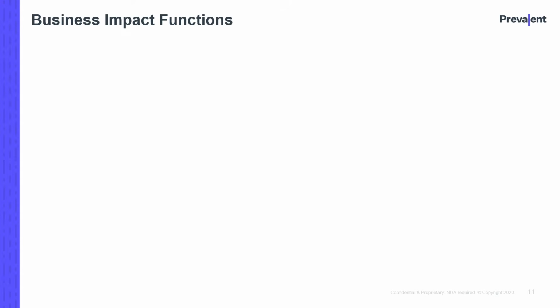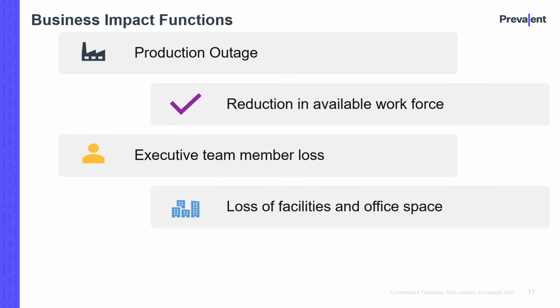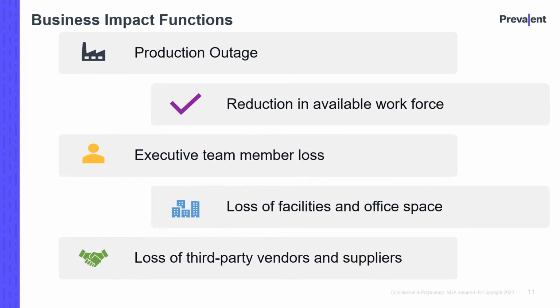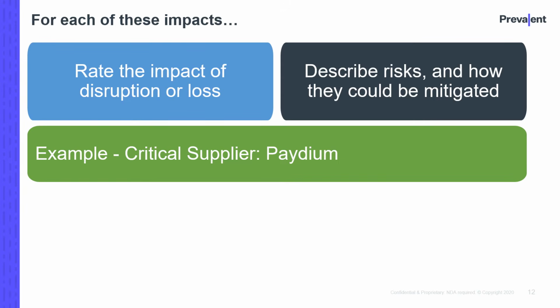Review your organization's functions and activities for potential impacts during a crisis. This could include a production outage, a reduction in the available workforce, the loss of an executive team member or facilities and office space, or the failure of third-party vendors and suppliers. Then for each of these, rate the impact of disruption or loss, and describe risks and how they could be mitigated. Here's an example. We've identified a critical supplier is Paydium.